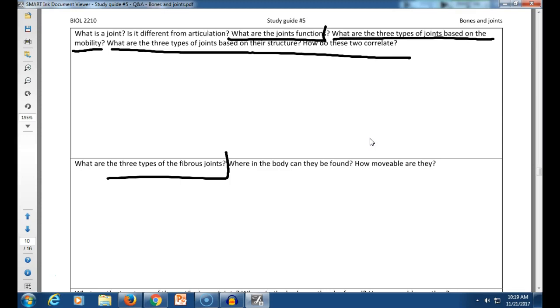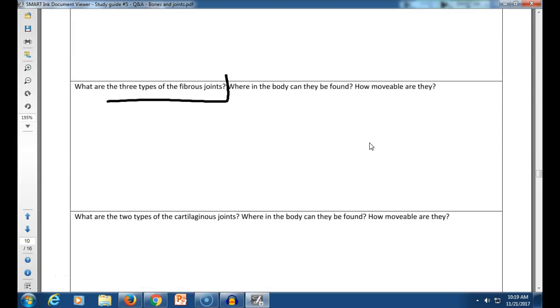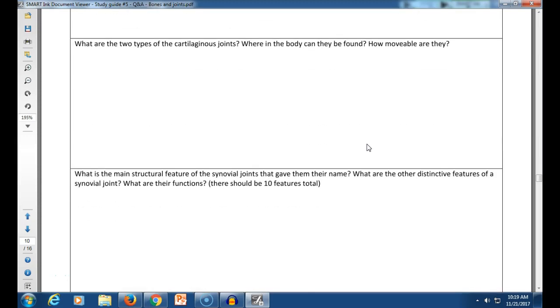Okay. Are they movable? Sutures and gomphosis aren't. Syndesmosis can be partially movable. We're not talking about diarthrotic joints. Cartilaginous joints: synchondrosis, such as rib, sternum, costal cartilage, and symphysis. Symphysis joints are slightly movable, so they are amphiarthrotic. Synchondroses are usually immovable joints.